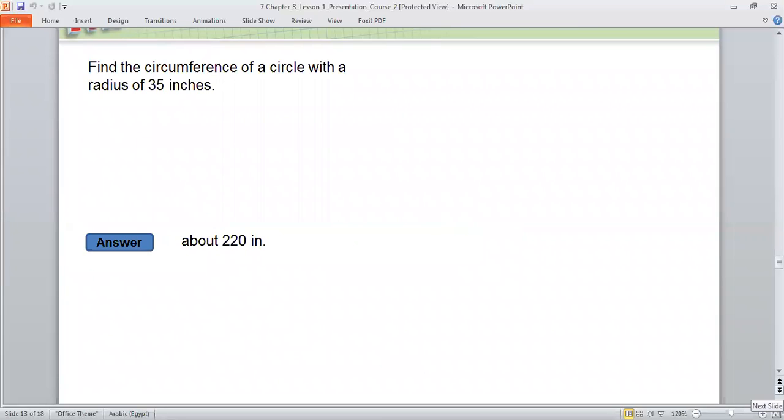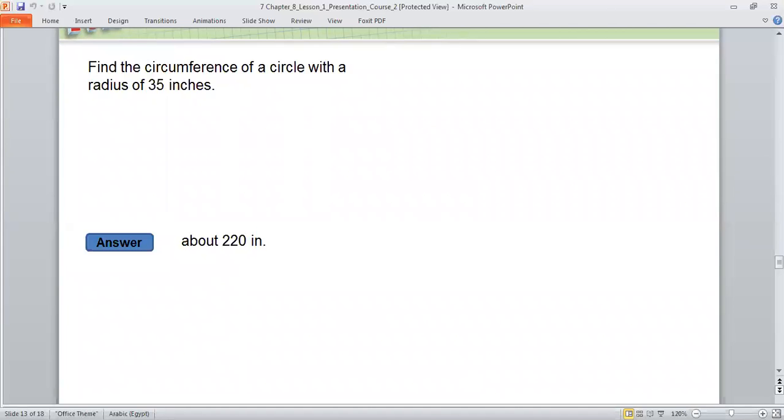Okay? I need you now. Go with me to page number 617. And solve number 6. He gives me the radius is 3.5, right? So what is the circumference in this case?